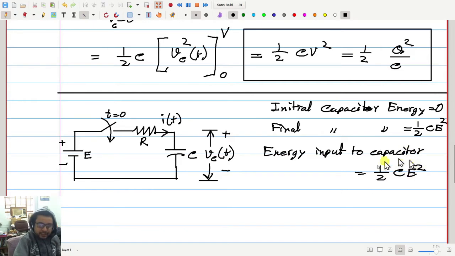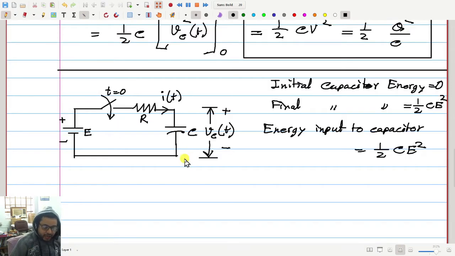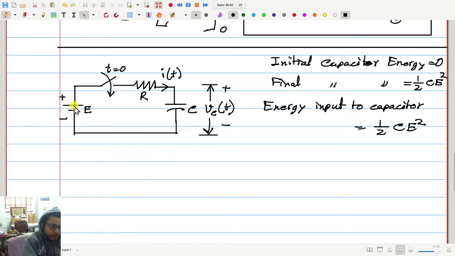So this much energy comes into the capacitor. However, let us ask how much is the energy.